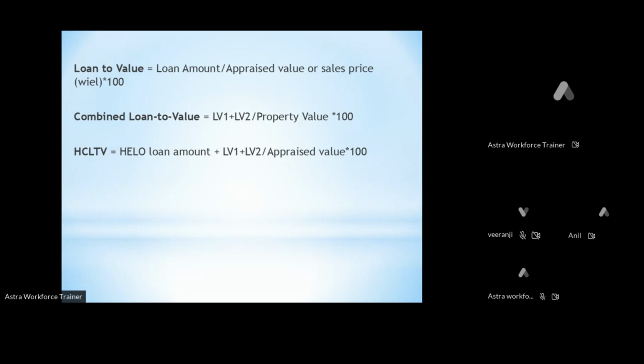Okay, so equity amount is as in, let's say, the borrower has the HELOC loan amount. It's like a credit card only. Whether the borrower uses it or not is up to them. But when we are calculating HCLTV, we have to ensure that we consider this in the calculation so that the lender will be safe in the risk.